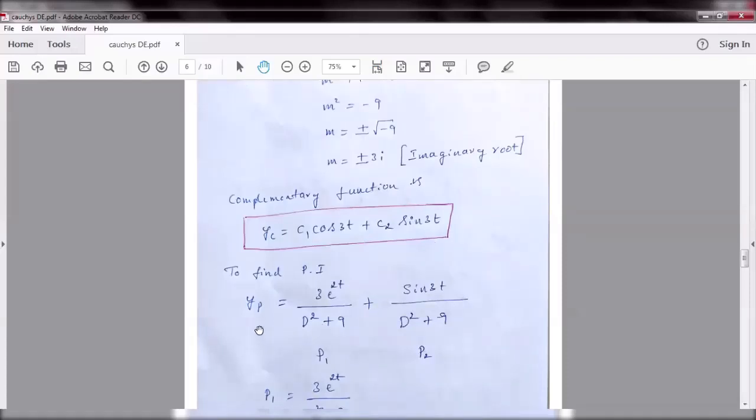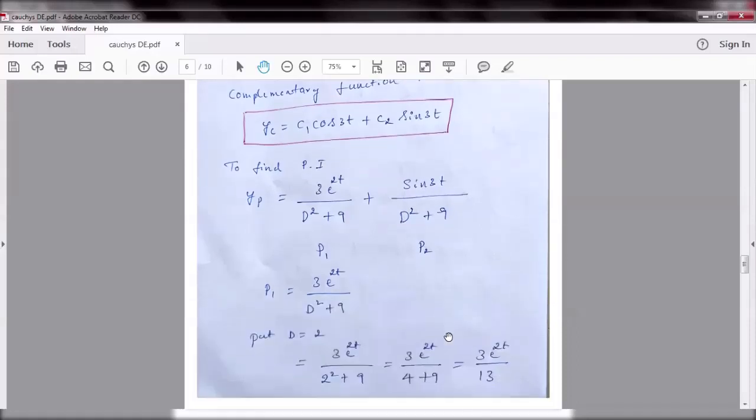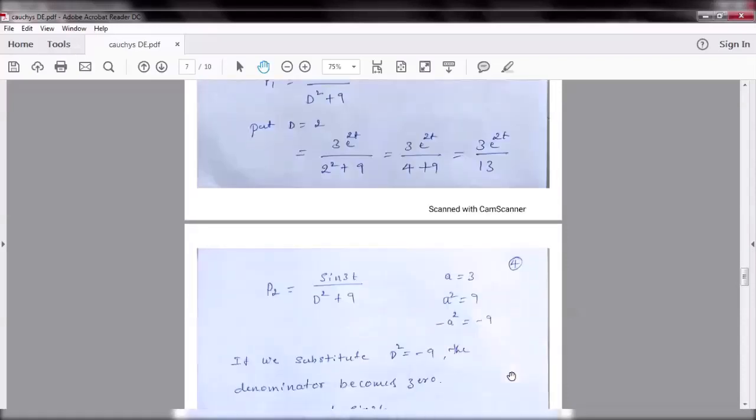Now to find the particular integral: 3 e power 2t by (d square plus 9), plus sin 3t by (d square plus 9). Here this is P1 and this is P2. In P1 the numerator is e power 2t, so we substitute d equals 2, d square is 4, 4 plus 9 is 13. So this is P1.